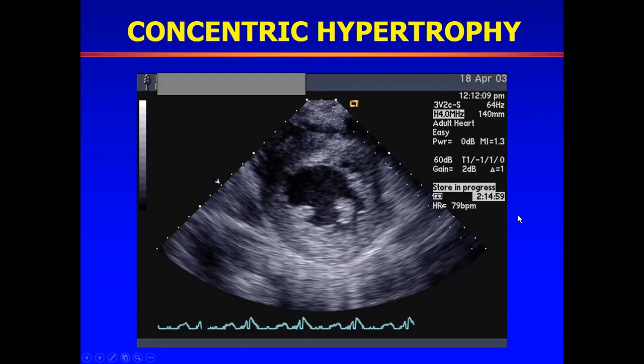There is a concentric hypertrophy pattern on echocardiography from an HCM patient. The tricky part here is you want to get good orientation and good perpendicular short axis cuts. Otherwise, off-axis views can be very deceiving.